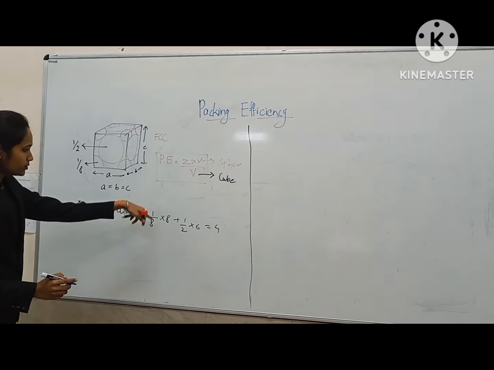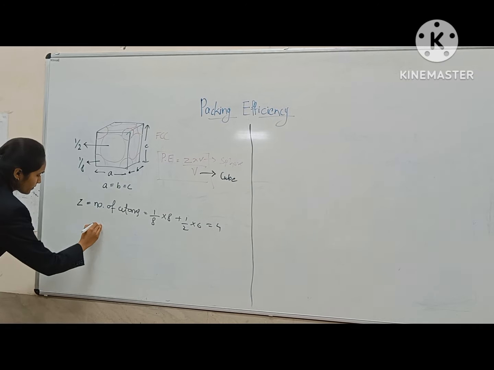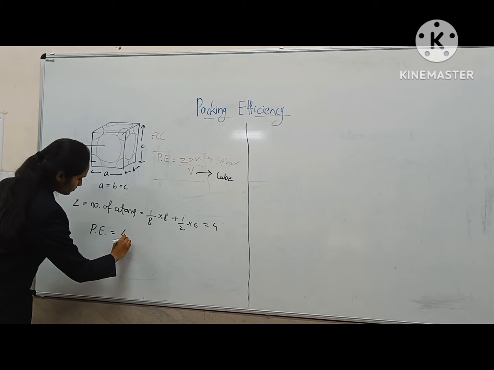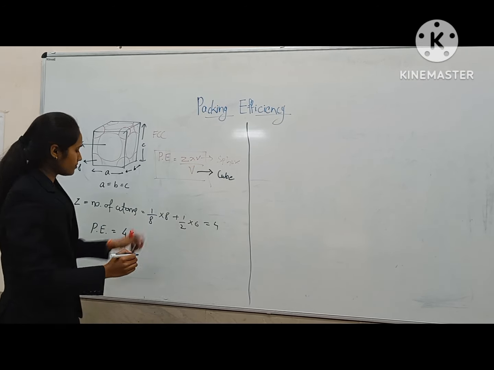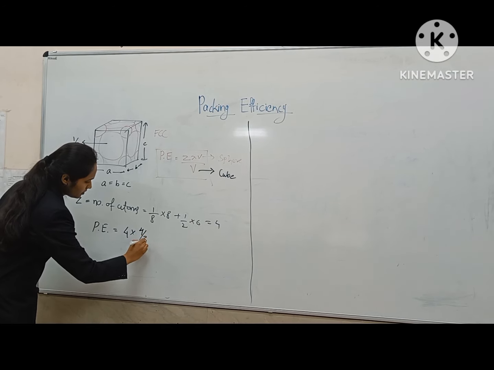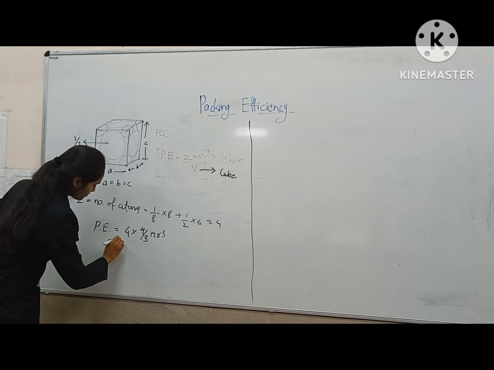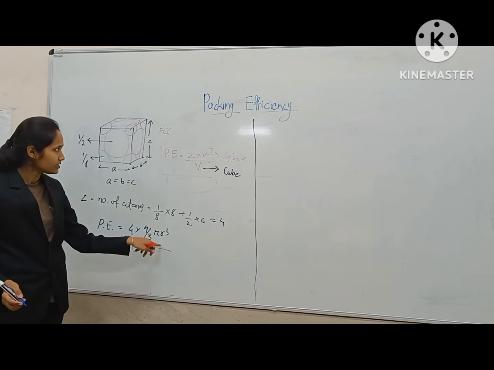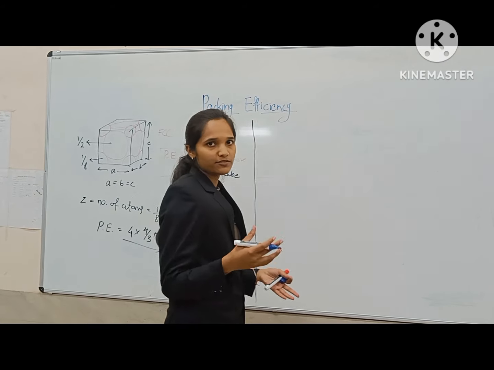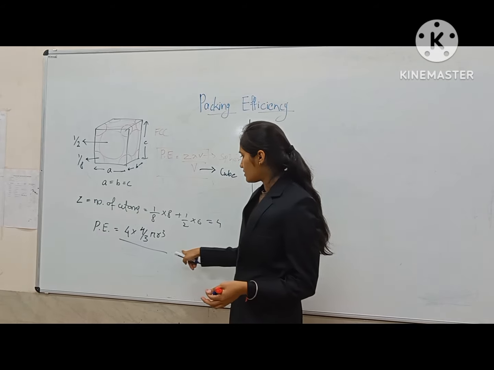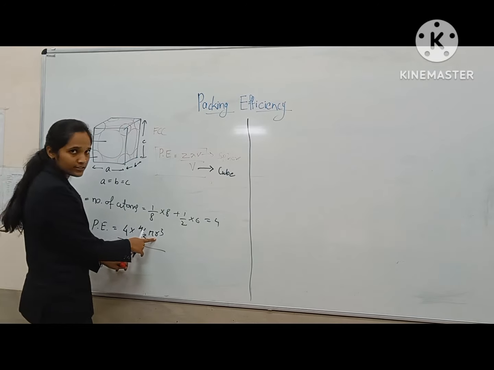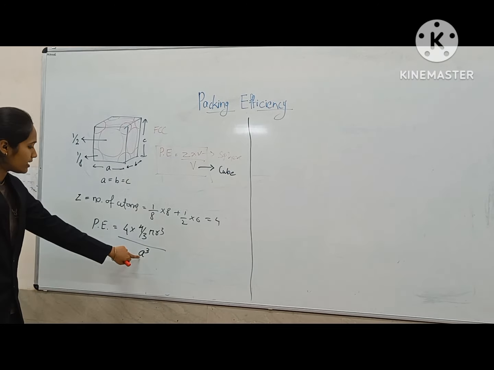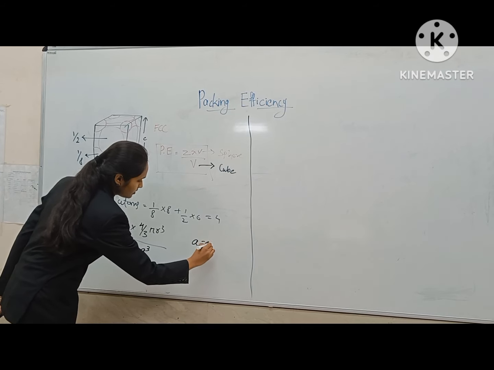Now substitute these values in the formula. The packing efficiency equals 4 into the volume of sphere, which is 4/3 pi r cube. Why are we using the sphere volume? Because we consider the atom to be spherical in shape, so that's why we are using the volume of sphere, and the volume of cube is a cube. Here a is the edge length of the cube.